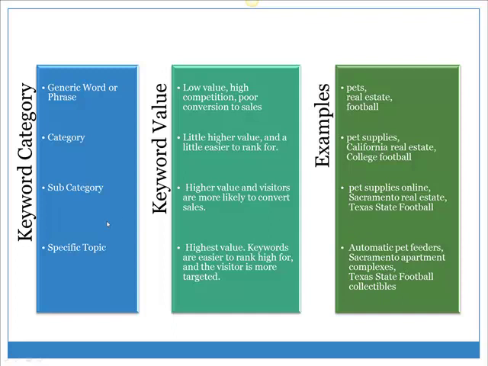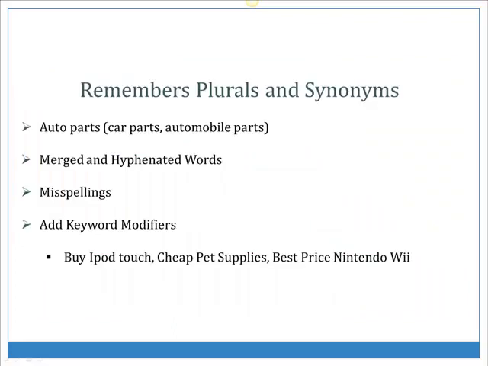The more specific you can be, the better you're going to rank, and the more that person is going to be ready to convert into a sale and take action on what you're getting them to do at your website. Remember plurals and synonyms. Auto parts. So instead of just using auto parts as keywords throughout, maybe you do car parts or automobile parts. You can do merged and hyphenated words.